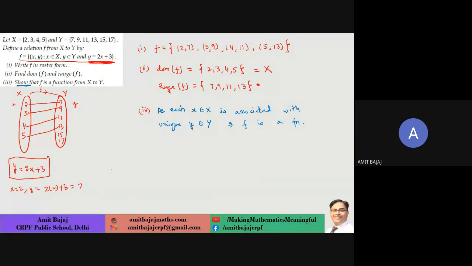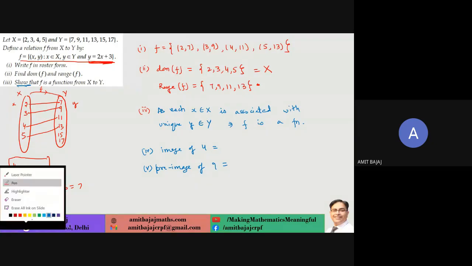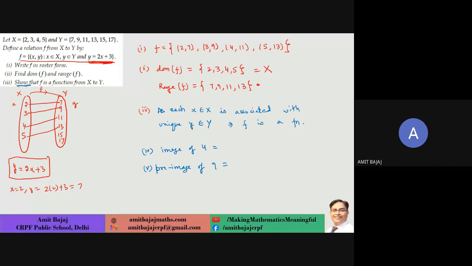I am adding one part on to this question. What is the image of 4? What's the answer? Yes, what is the image of 4? Image means that 4 was mapped with 11. That is simply 11.